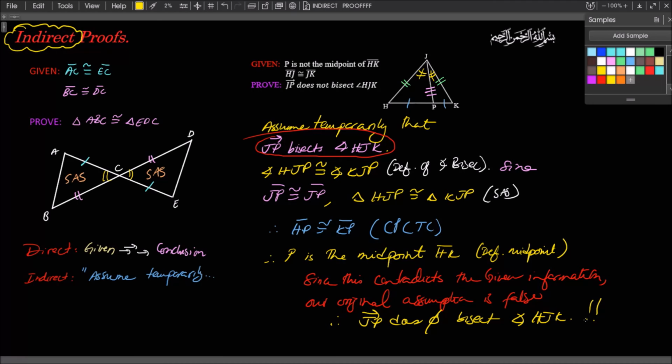And that's how you do indirect proofs. You assume the opposite of what you're trying to prove until you reach a contradiction, or a statement that is false. Once you reach that, you realize that the original assumption must be false, and by default, that which you're trying to prove must be true. This is indirect proof, and I think it's lots of fun.